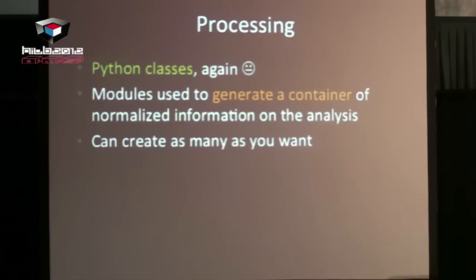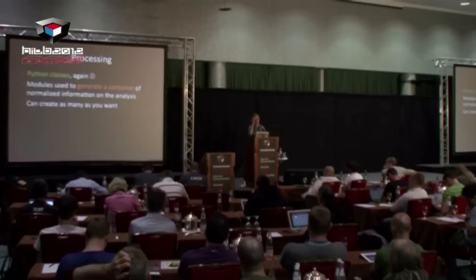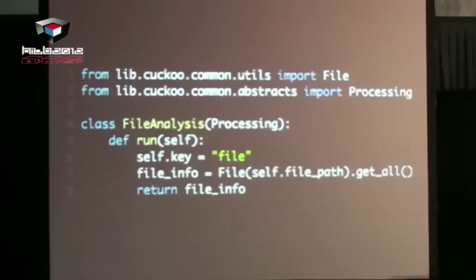Basically, these modules are used to process the raw results and to normalize them, and to give some context to the information. They create a whole container that contains all the normalized information on the analysis. And you can create as many as you want. An example is just a simple module that gets some information on the file being analyzed.